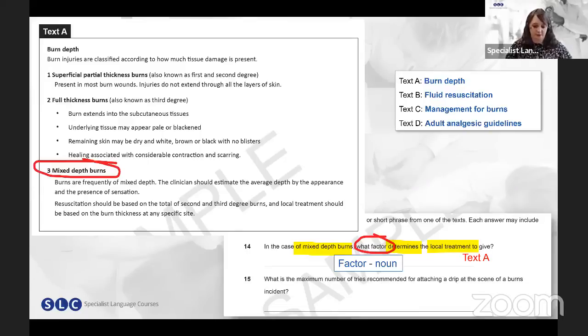All right, so for question number 14, what can you find? Can you find your answer? What is the noun or noun phrase that describes the factor that we're looking for?